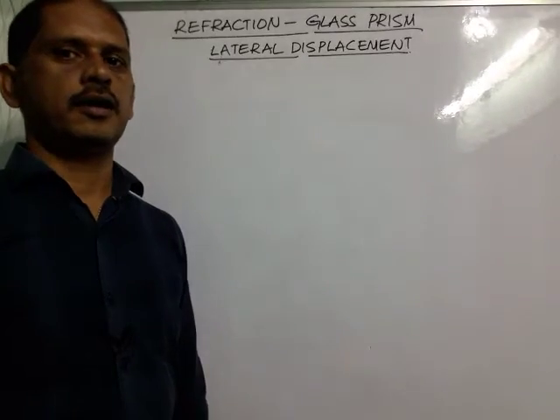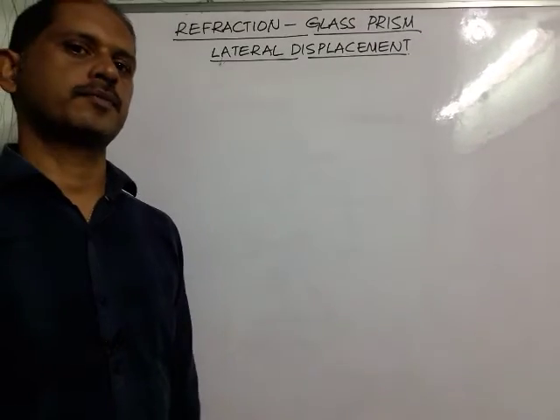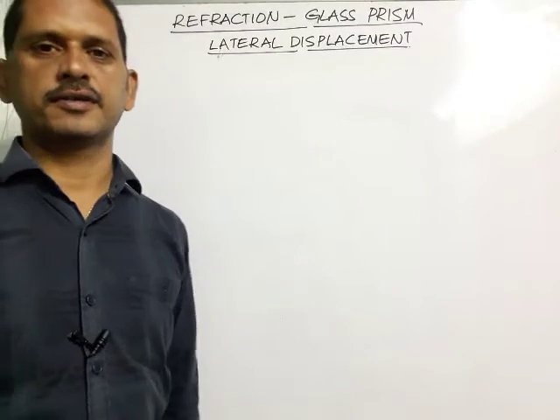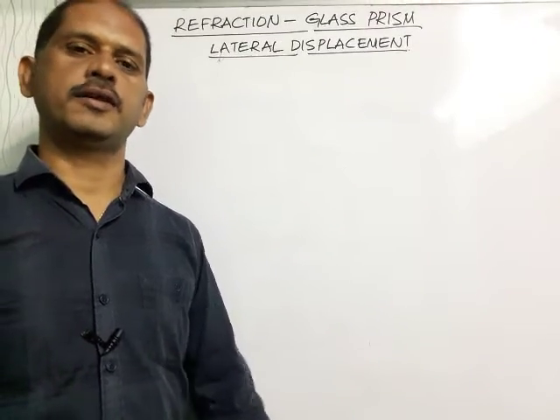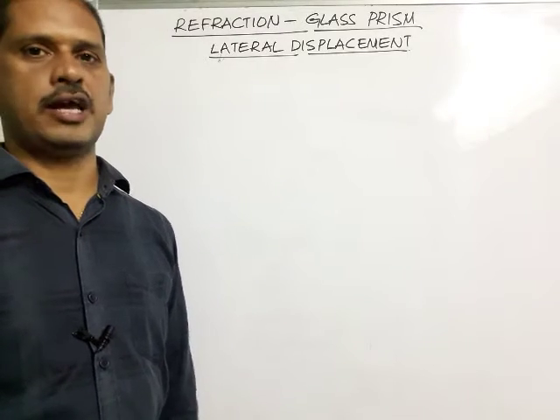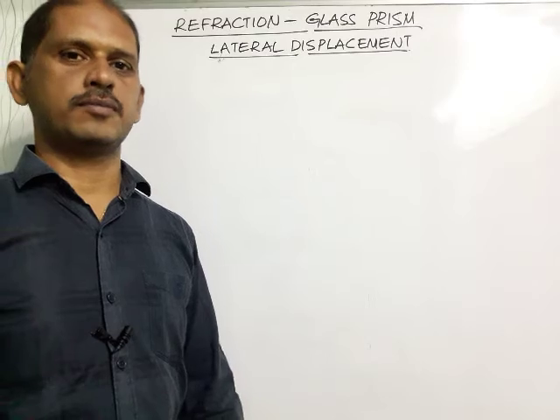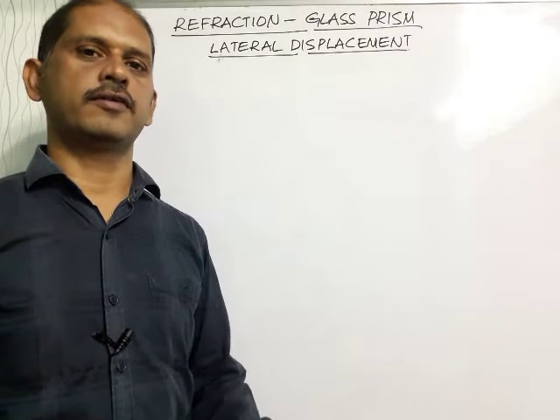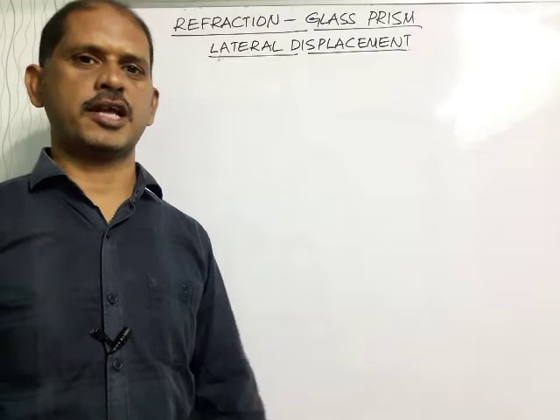Now see the refraction through a glass prism, and thus we can understand the lateral displacement taken by the glass prism. First of all, what is a glass prism? A glass prism is a rectangular block which is made of glass. Glass is a transparent material.